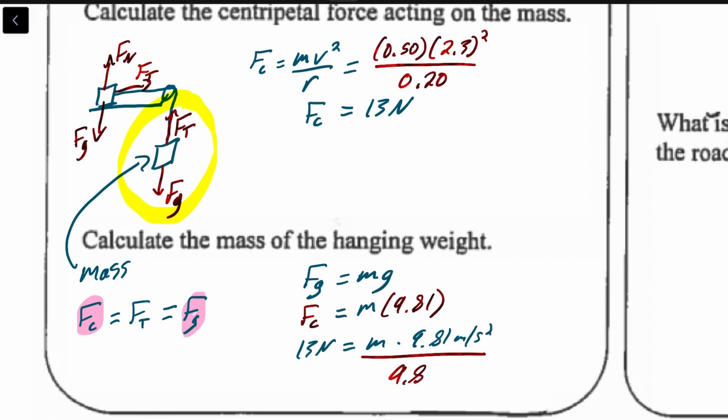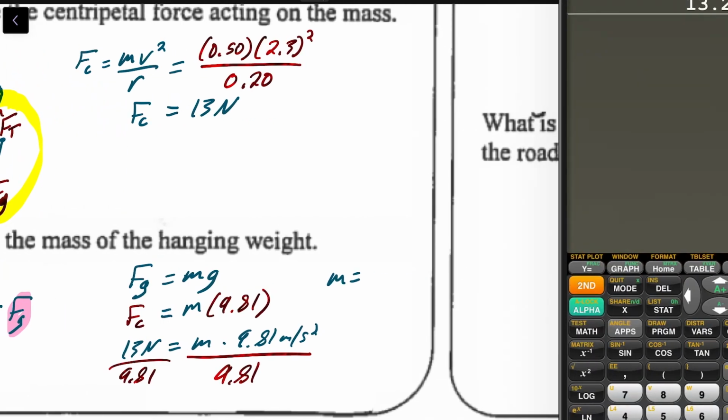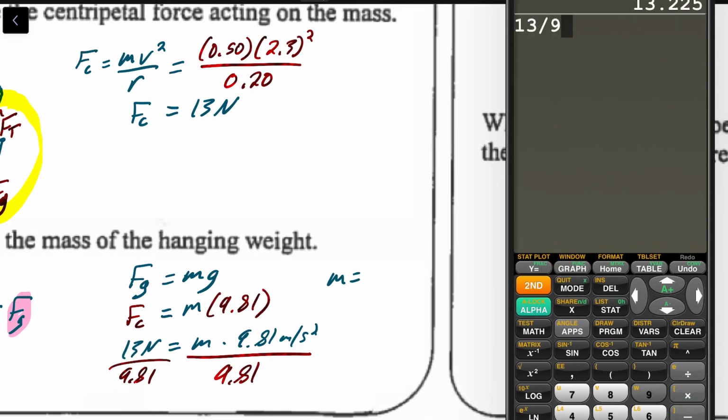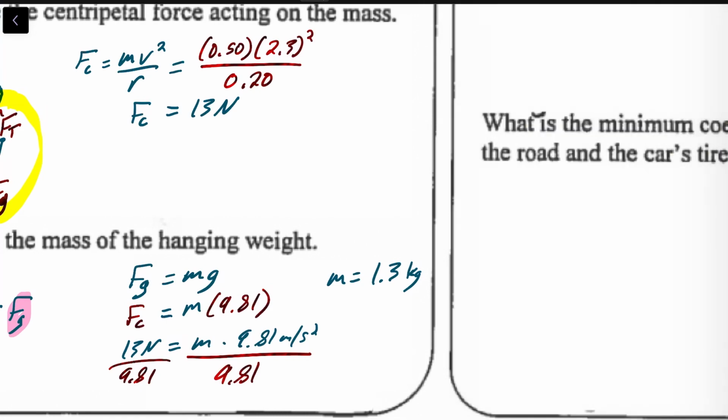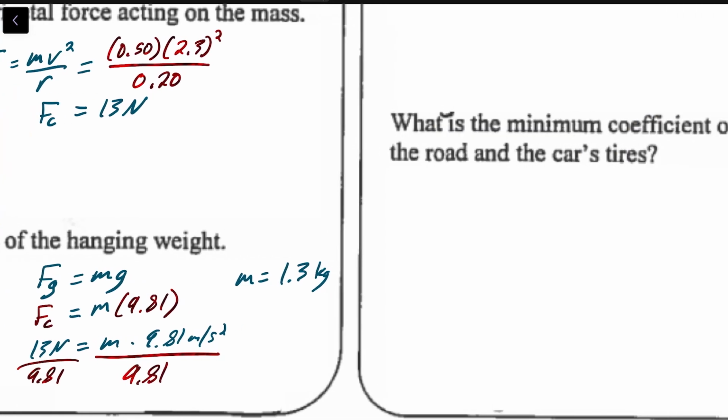Simple algebra here, divide both sides by 9.81, and I end up with a mass of 13 divided by 9.81. Again, just 2 sig figs, 1.3 kg. Awesome. Let's look at another example.